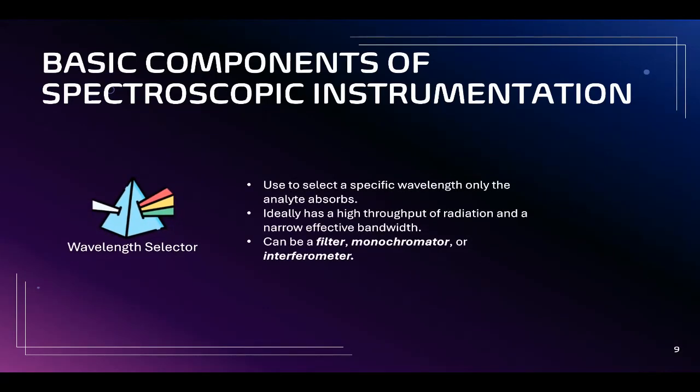The wavelength selector is used to isolate specific wavelengths or ranges of wavelengths from the incoming EM radiation. Ideally, it has a high throughput of radiation and a narrow effective bandwidth. It can be a filter, monochromator, or interferometer. Using filters is the simplest method for isolating a narrow band of radiation. They can be simple, such as colored glass or gel filters, or more complex interference filters that exploit the principle of interference to selectively transmit certain wavelengths.